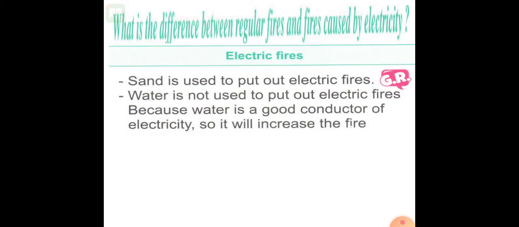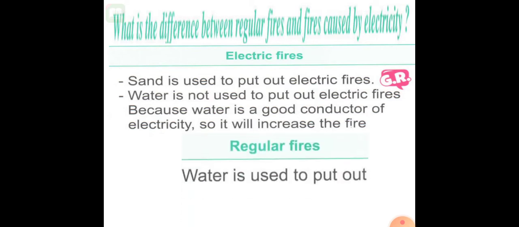Because water is a good conductor of electricity, it will increase the fire. For that, we put out the electric fire by using sand. Water is not used to put out electric fires because water is a good conductor of electricity, so it will increase the fire. While for regular fires, water can be used to put them out.